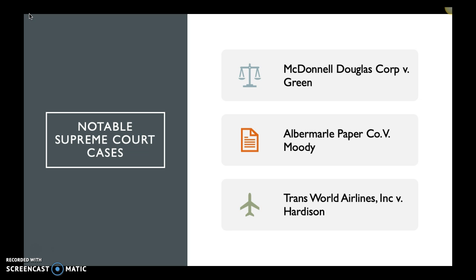And then in Transworld Airlines Inc. versus Hardison, the Supreme Court decided its first Title VII religious discrimination case. The court stated that under Title VII, employers must reasonably accommodate an employee's religious needs unless to do so would create an undue hardship for the employer. The court defines hardship as anything more than the minimum costs.